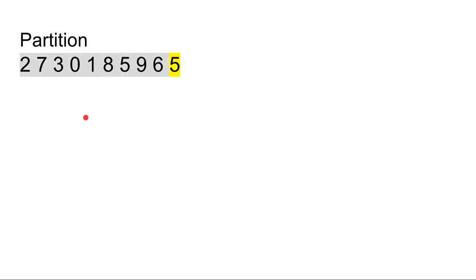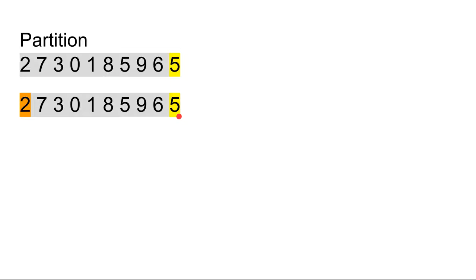The next step is to partition the array. We will split this array into two sides, with the left side consisting of elements smaller than the pivot, and the right side consisting of elements greater than or equal to the pivot. In order to do this programmatically, we will need to go through the array and compare every single element to the pivot. First, we will compare the first element of the array, 2, to the pivot.